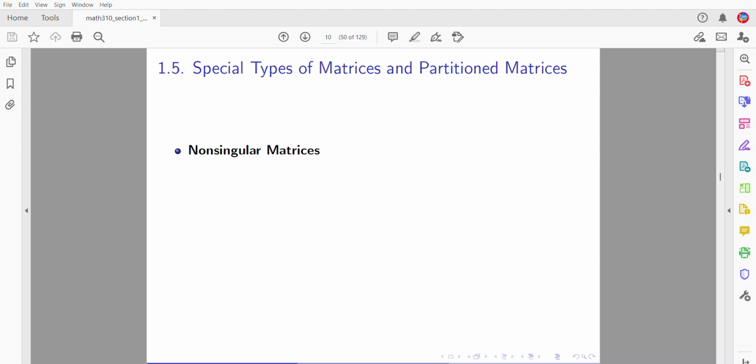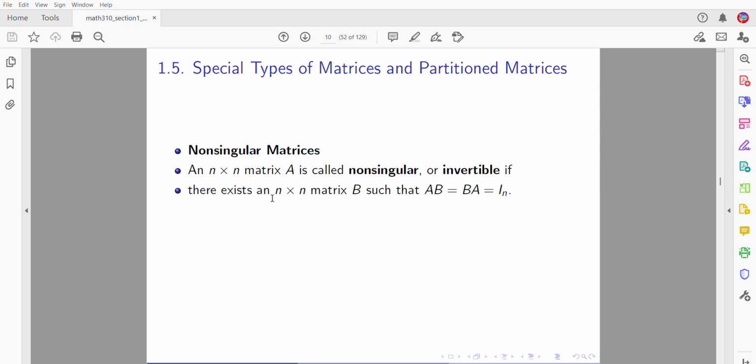Non-singular matrices. An n by n matrix A is called non-singular or invertible if there exists an n by n matrix B such that AB equals BA equals the multiplicative identity I_n. So notice, to begin with, you want your matrix A to be a square matrix and you want B to be a square matrix of the same size. A times B equals B times A equals the identity matrix.